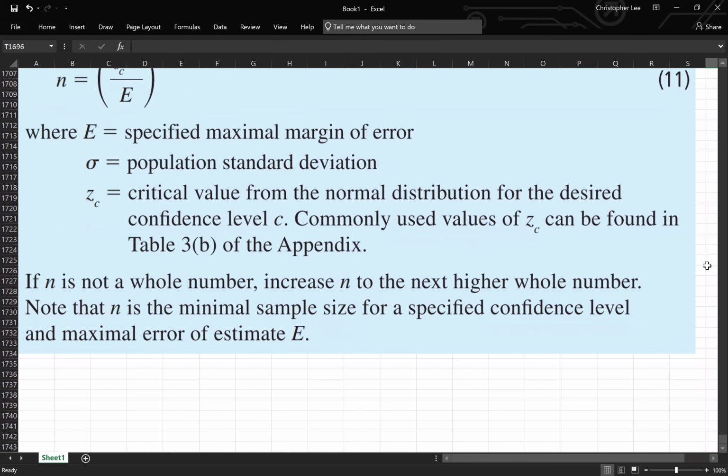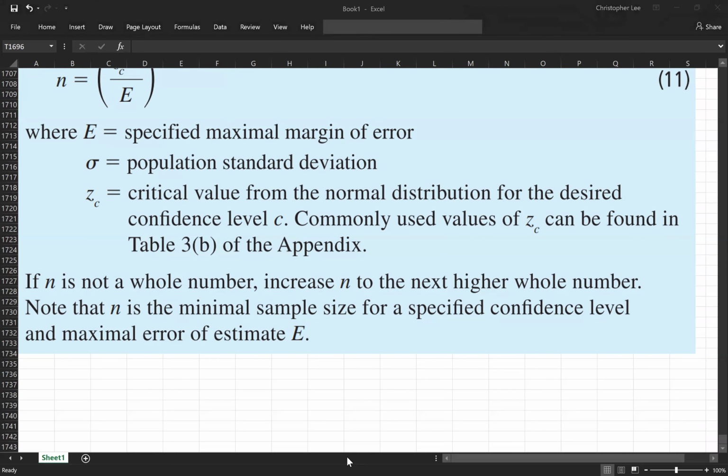We know that. If N is not a whole number, increase N to the next higher whole number. That's important right there. If N is not a whole number, increase N to the next higher whole number. Note that N is the minimal sample size for a specified confidence level, and the maximal error of estimate is E. Good stuff.